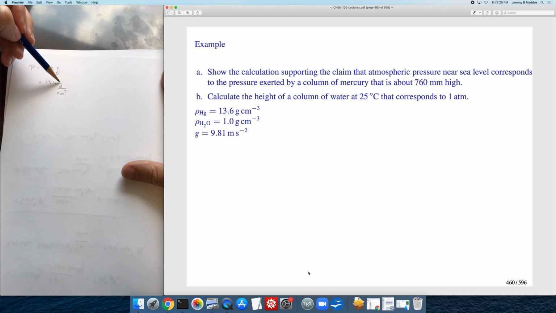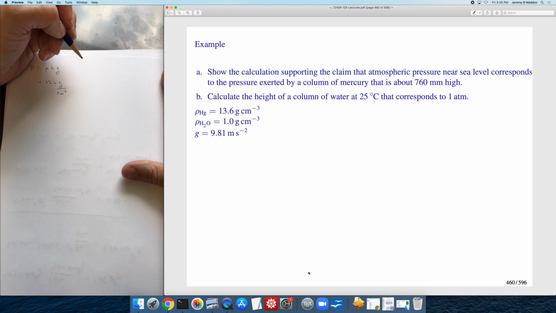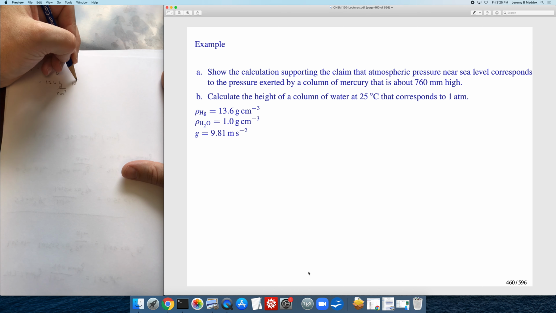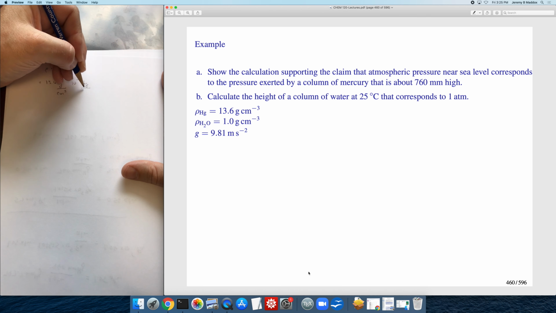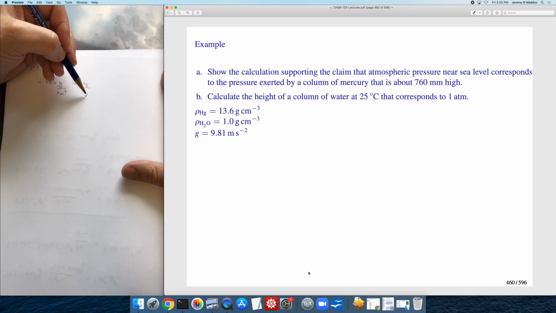Well, I want to convert it to the SI unit of mass, which is the kilogram, and then I want to convert it to the SI unit of volume, which would be meters cubed. So those are the conversions I need to do. So I'm going to get rid of the grams. So I'm going to say there are 10 to the minus 3 kilograms per gram. So that'll get rid of the grams.